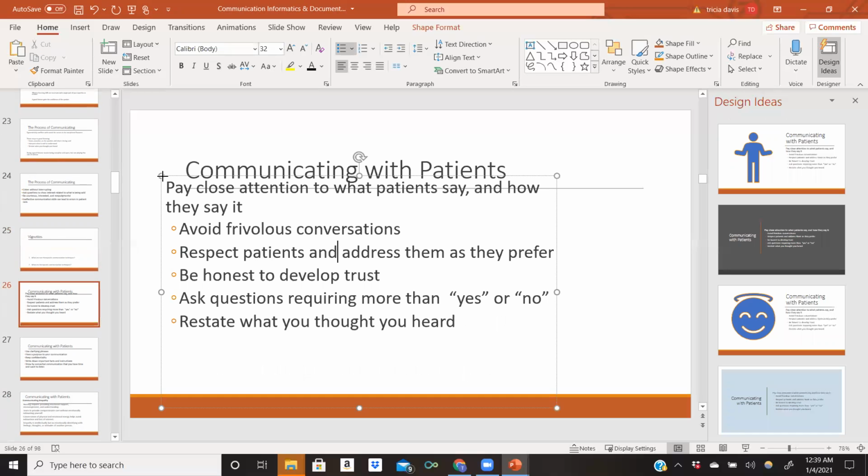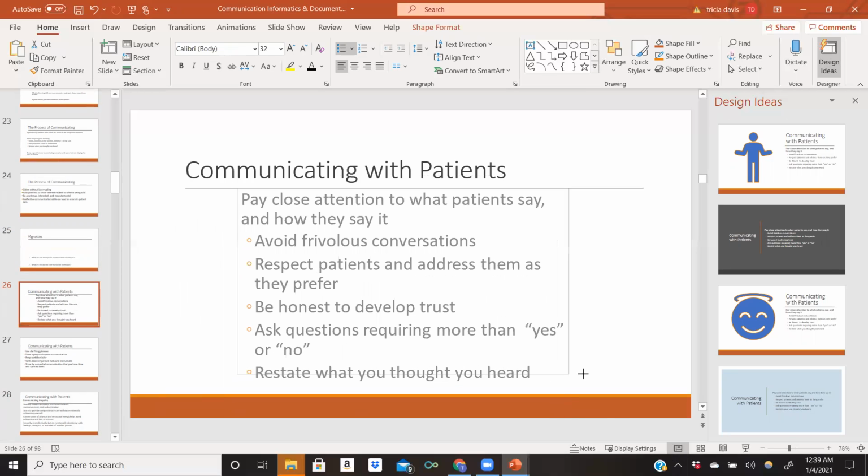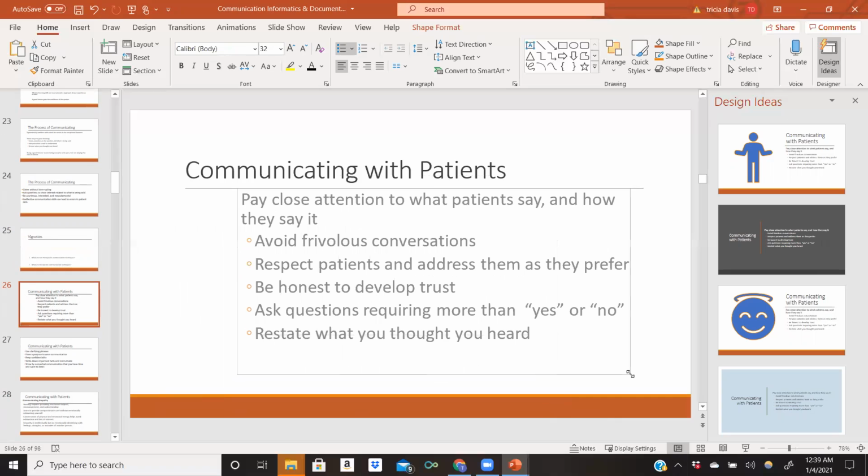So pay close attention to what the patients say and how they say it. Avoid frivolous conversations. Respect your patients and address them as they prefer. So you want to be honest and you want to develop trust. You want to ask questions that require more than a yes or no, and you want to restate what you thought you heard.